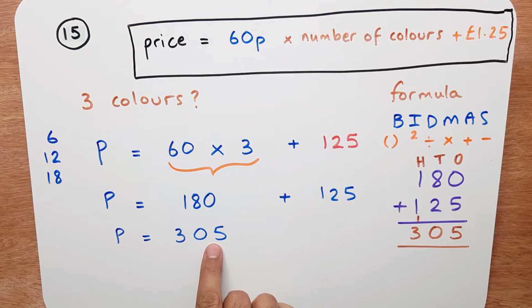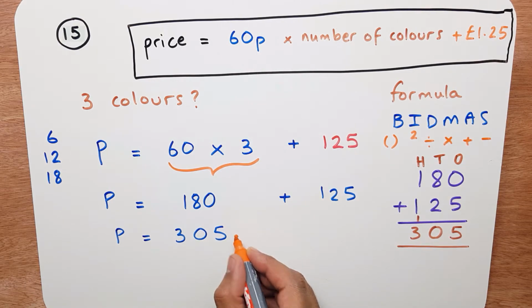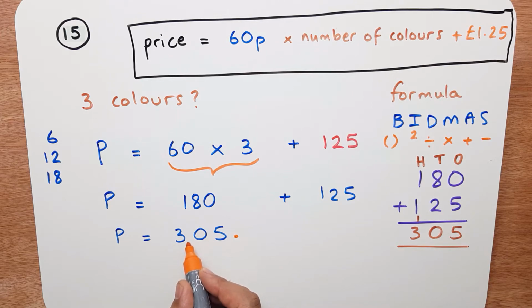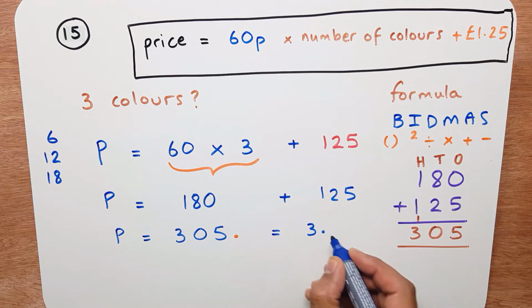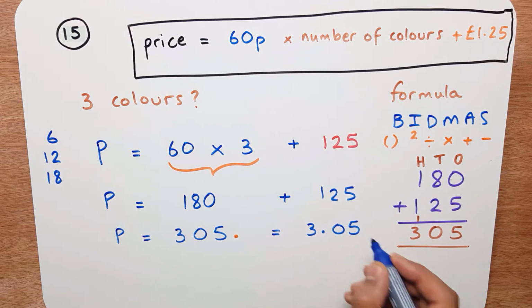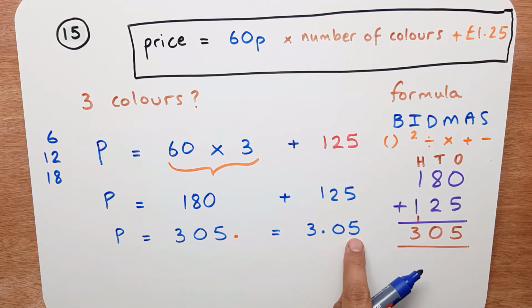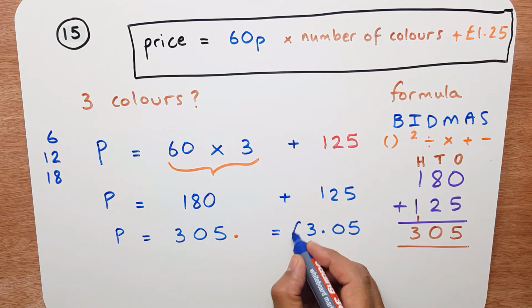Now how do we turn that into pounds? So we know the decimal point is there, and we simply move the decimal point back twice, once and twice. So our answer is £3 and 5 pence. So be careful with that. That's 5 pence, not 50 pence.